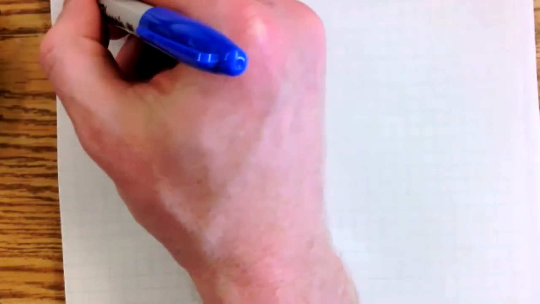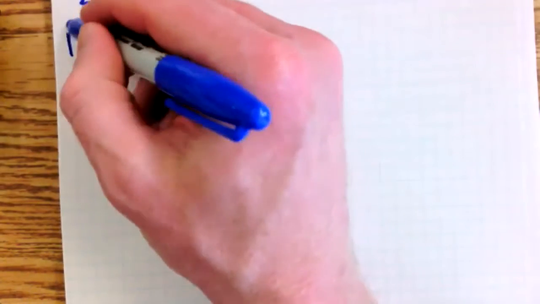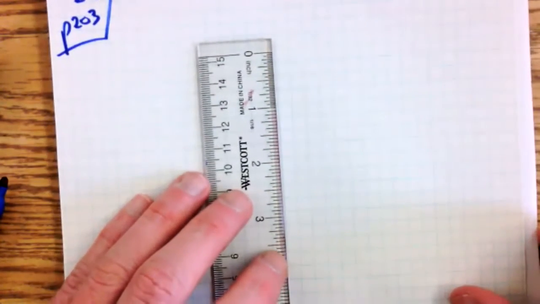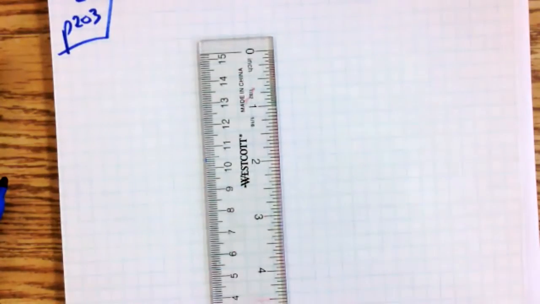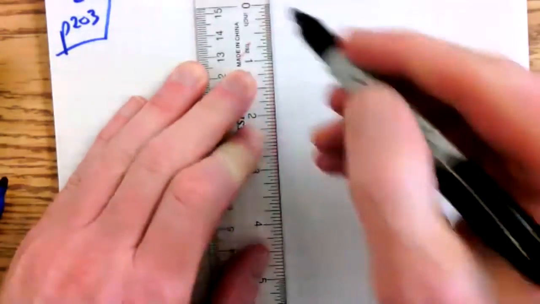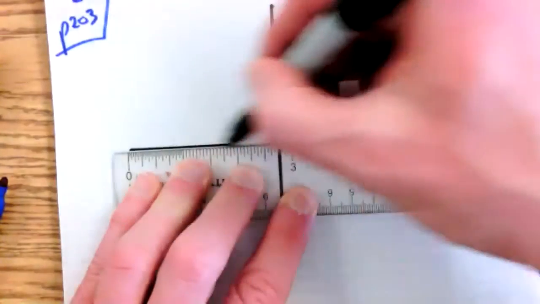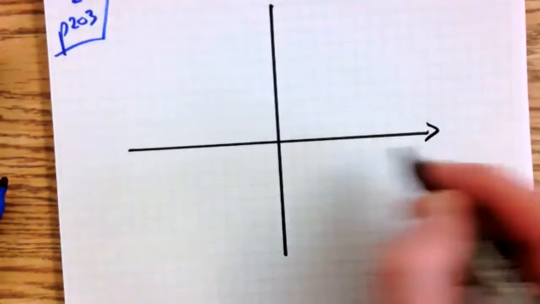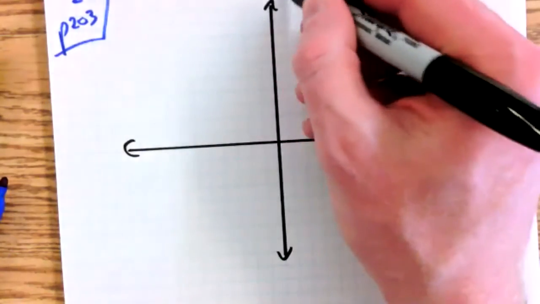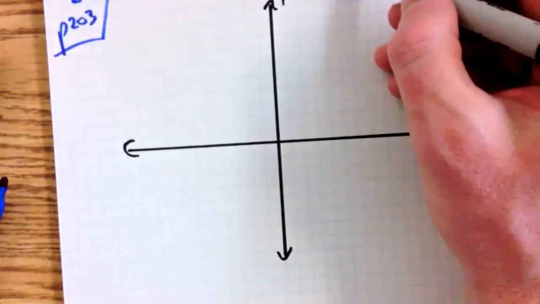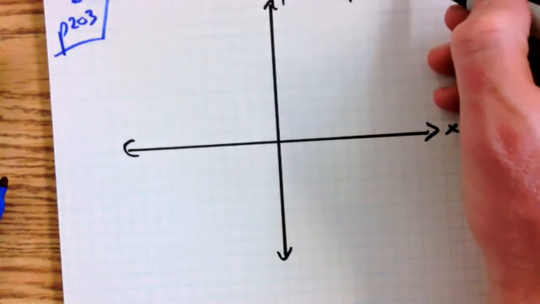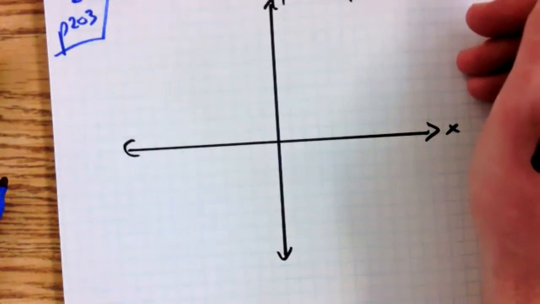Let's do F. So this is going to be 2F, page 203. Okay, so I'm doing x plus 1 equals x minus 1.